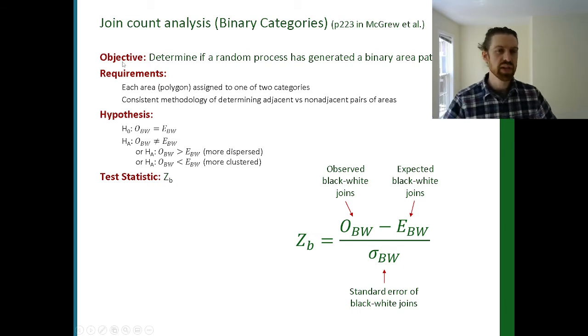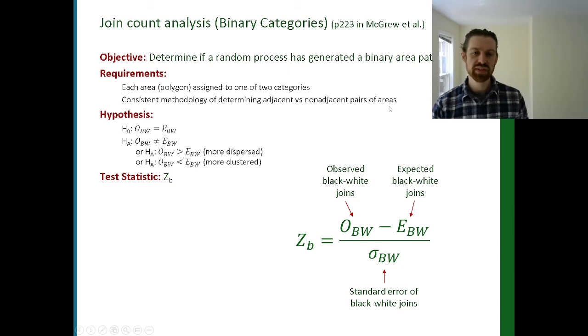And the objective of this is basically to determine if the process has just occurred at random or whether there is some sort of other significant effect taking place on the distribution of the categories which are being assessed within those polygon areas. So what we require here is that each area is assigned to one of two categories, so this is binary, and what we want is a consistent methodology of determining adjacent and non-adjacent pairs of areas, okay?